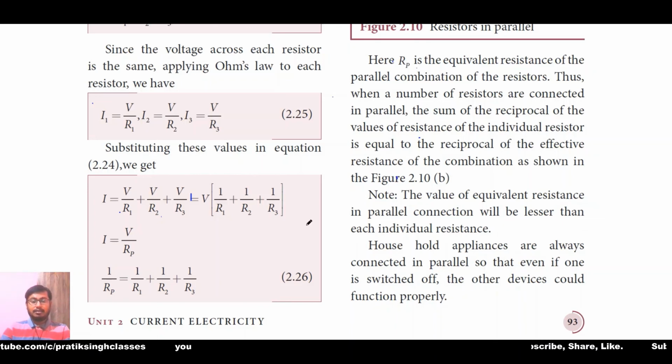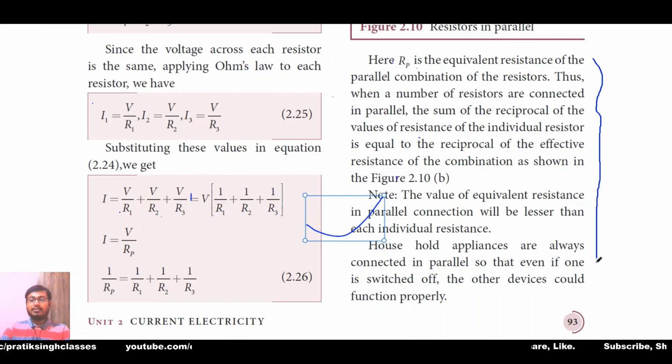Okay, so I hope that you have understood very well the meaning of parallel combination and series combination of resistors, which one is better over the other, and how to find the total or equivalent resistance when the resistors are connected in parallel as well as in series. Okay, so this is the end of the video.